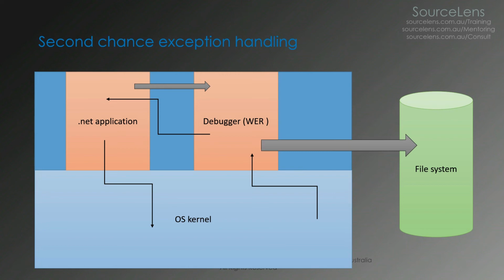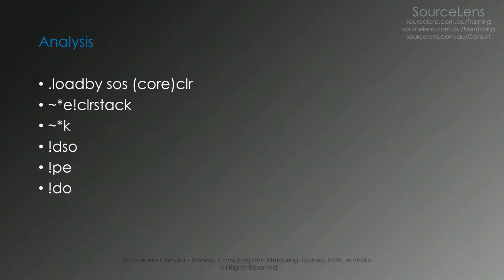So this is the summary of what happened. And this is a summary of some of the commands we have looked at. The .loadby command. You can use .load as well, .load followed by the absolute path of the SOS DLL. Then we have seen ~*e !clrstack. So ~*e is for printing the stack of all the threads. Then we have seen ~*k, !dso, !do (dump object).